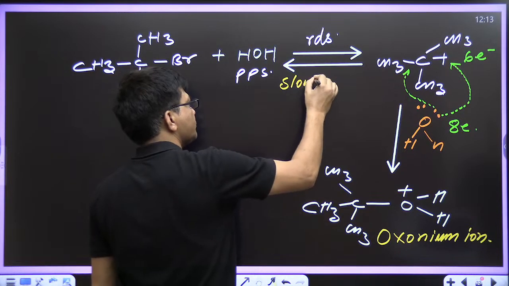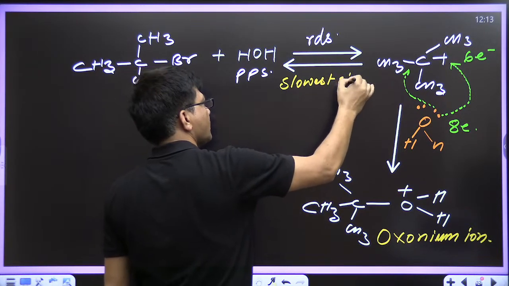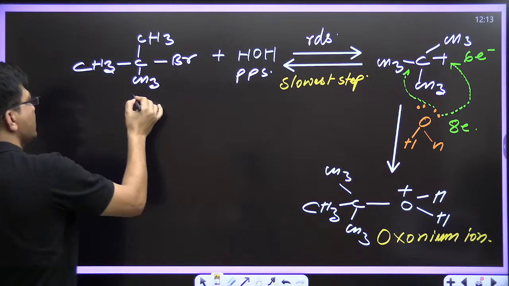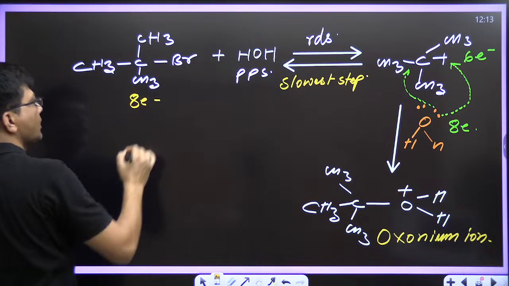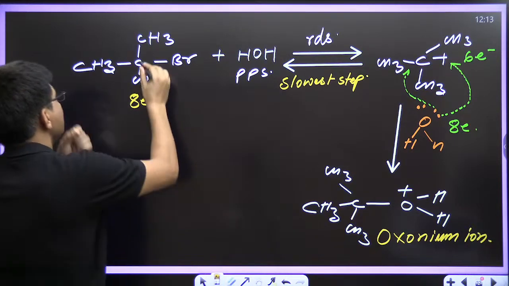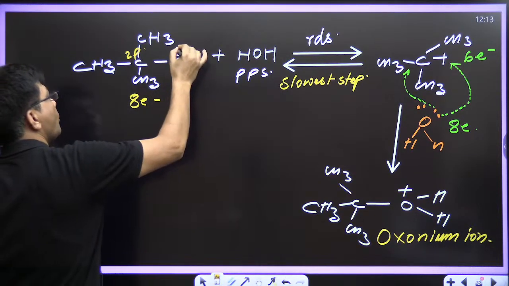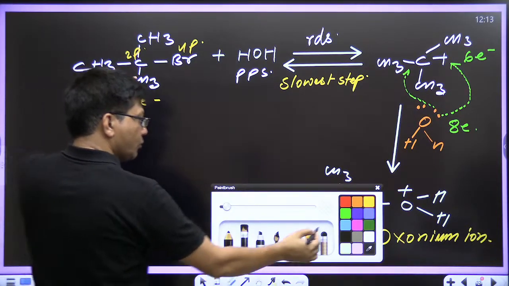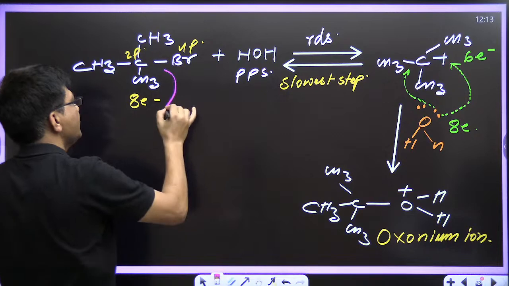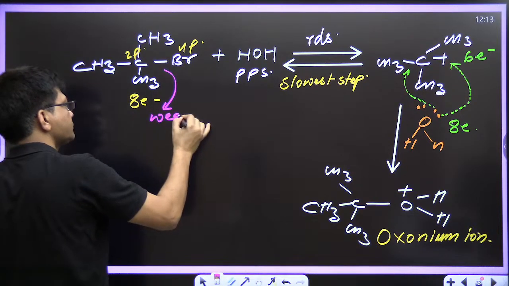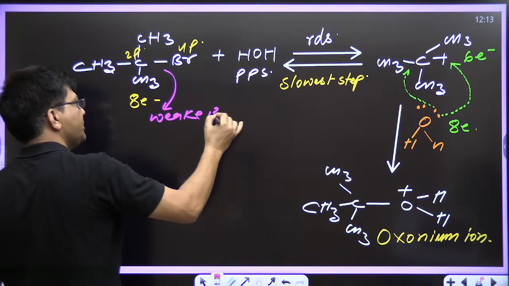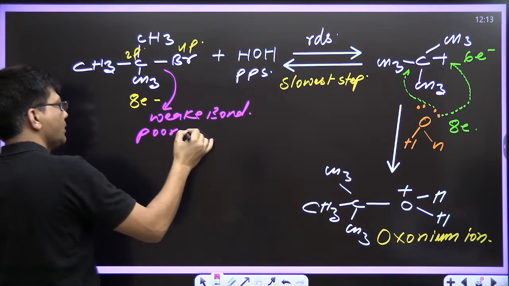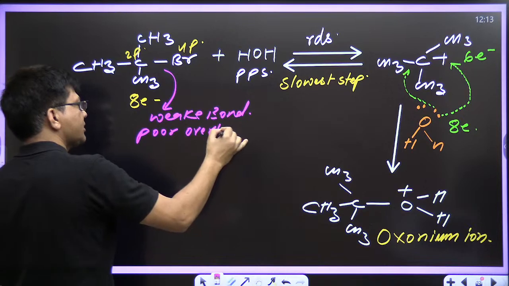Why was this the slowest step, kids? This was the slowest step because this was having 8 electrons. Why is the reaction taking place? This carbon is 2p and bromine is 4p. The overlapping was poor and this bond was a weak bond. Why is it a weak bond? Because of poor overlapping. And that's why the reaction has started taking place.